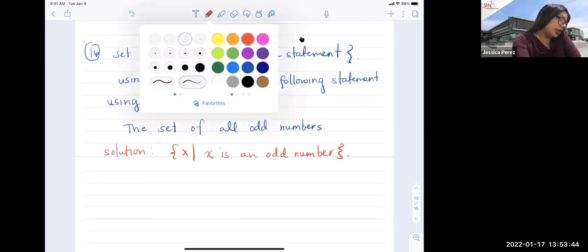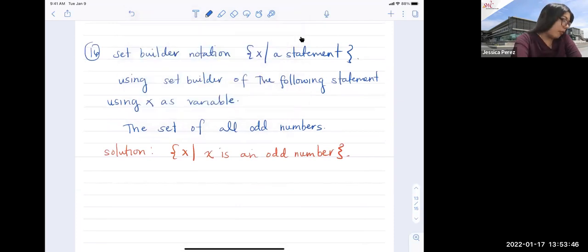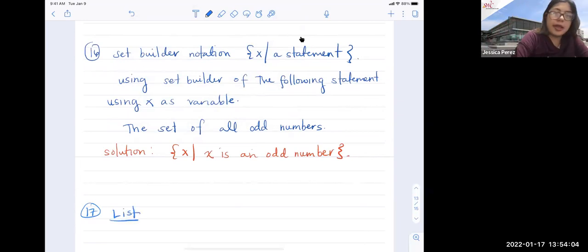So then the next question, question 17, is the following. I want you to list, this is different. It's not telling you to use set builder. It's asking you to list. So they want you to list out all of the elements. List, that's a different one. List all the elements.